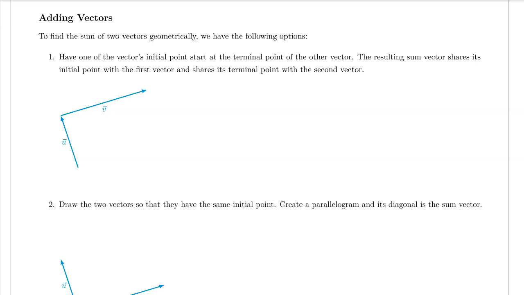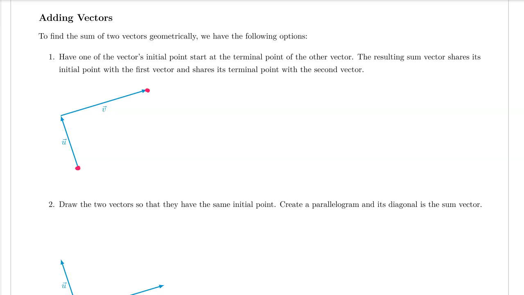Let's talk about adding vectors together. To find the sum of 2 vectors geometrically, we have the following options. Our first option is to have one of the vector's initial points start at the terminal point of the other vector. The resulting sum vector shares its initial point with the first vector and shares its terminal point or end point with the second vector. So that means that my resulting sum vector, if I wanted to add these 2 vectors u and v together, would start here and it would end here.